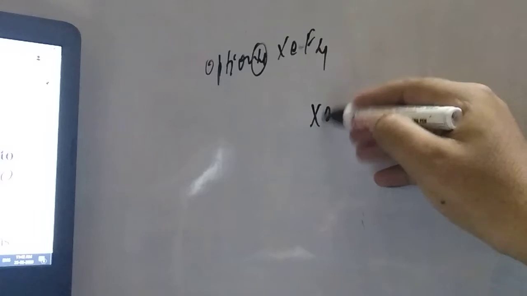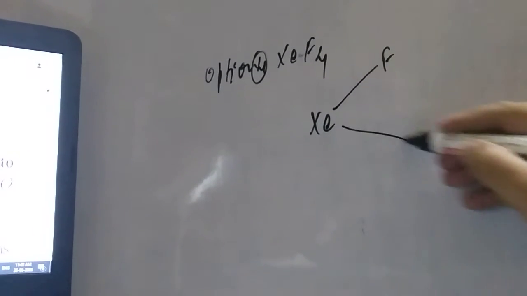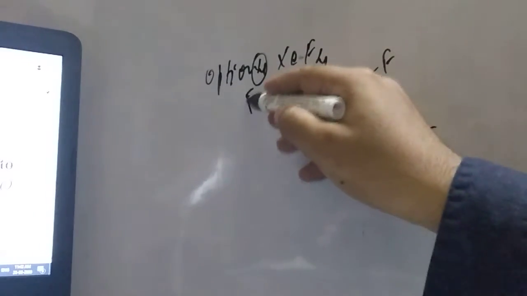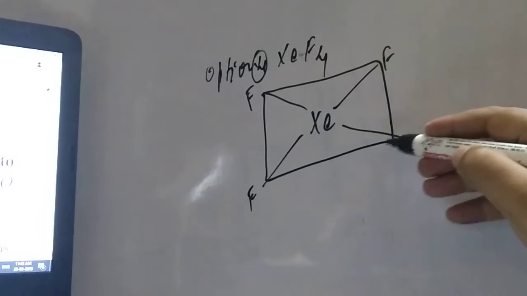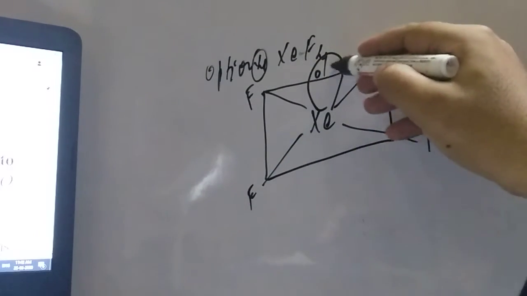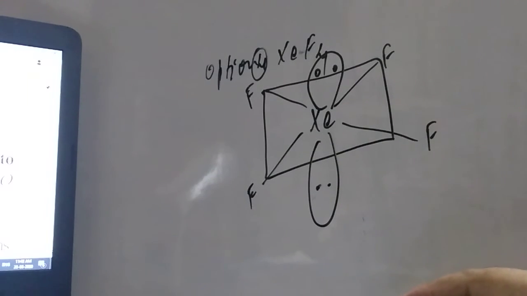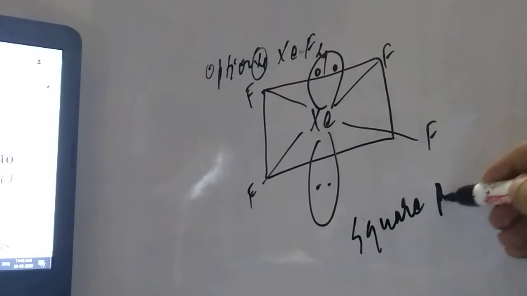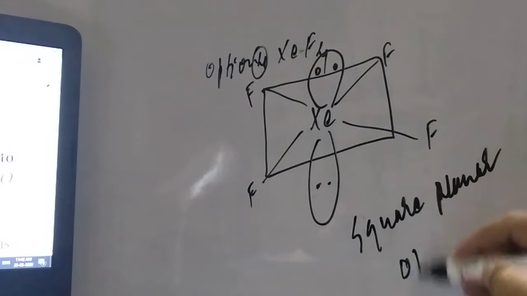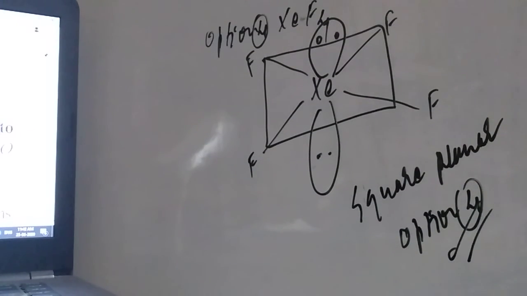XeF4, we are taking option number 4, student. Xe has 8 electrons, in the noble gas. So here is one bond, this side 1 bond, and this side 1 bond. That is 4 pairs they have formed here. And if you talk about the lone pair electrons, here is 1 lone pair, and here is another lone pair. They are asking which of the following is planar. So this is the square planar structure. Option number 4 is correct, student. The others are tetrahedral options. So the correct option will be option number 4.